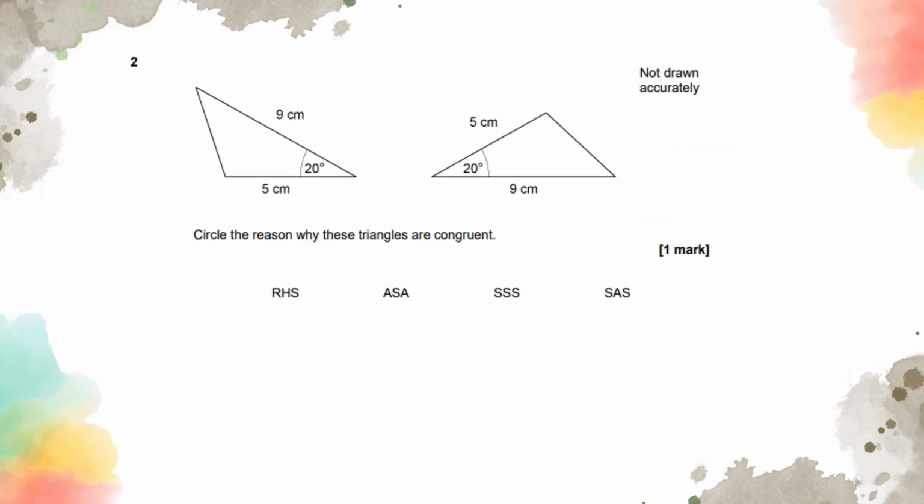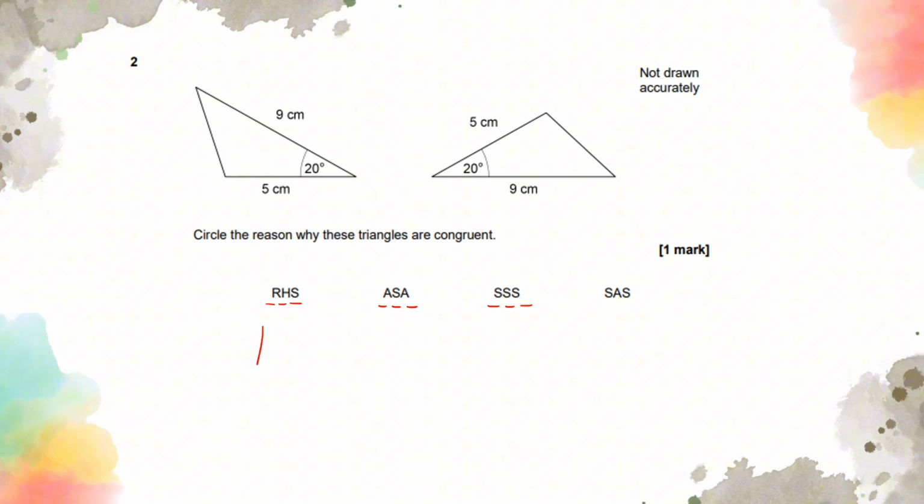Question number 2 is giving us 2 triangles, and it asks us to circle the reason why these triangles are congruent. Congruent shapes are identical, they are the same shapes, and they could be rotated, reflected, and so on. When you look at these, there are different types of triangles that we can have. We can have right angle, hypotenuse, side. We can have angle, side, angle. We can have side, side, side.